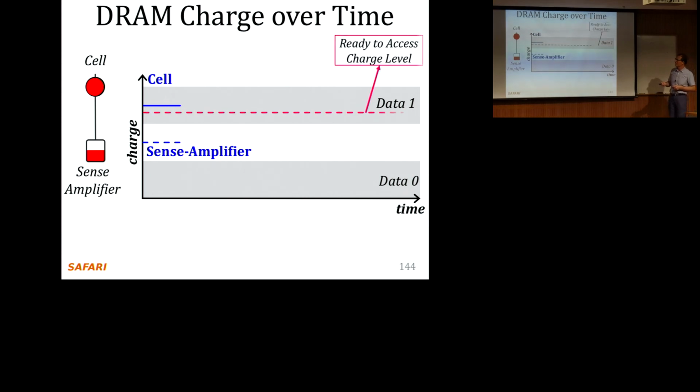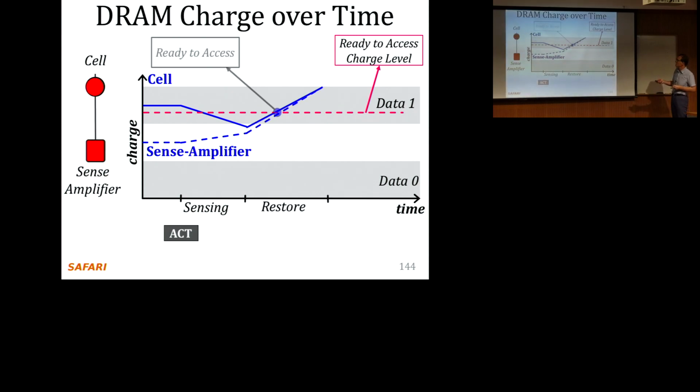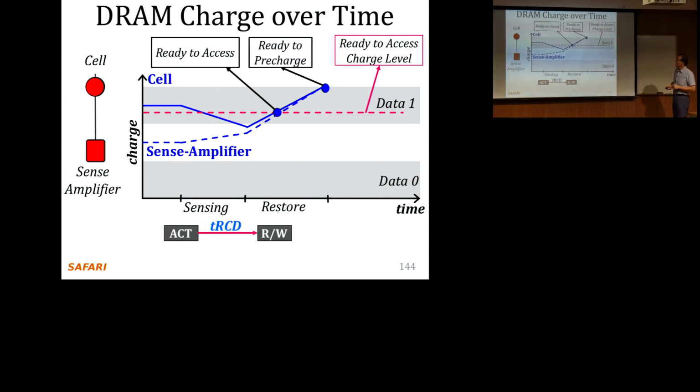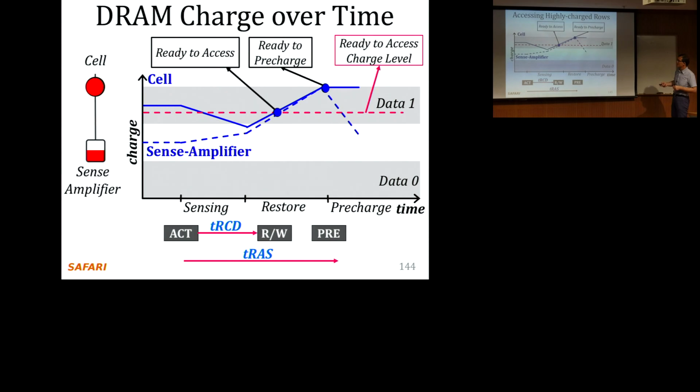Let's take a look at why this is happening. I've shown you this picture before. This is a cell with some charge, and a sense amplifier at VDD over 2. You activate, and the sense amplifier starts sensing, and it kicks in after some point. It basically restores the charge. The cell becomes ready to access over here, so you can read and write over here. Of course, now you know that you can reduce the write latency, but that's a different observation. And this is the ready-to-precharge level. Then you can precharge it. So these are the two access latencies.